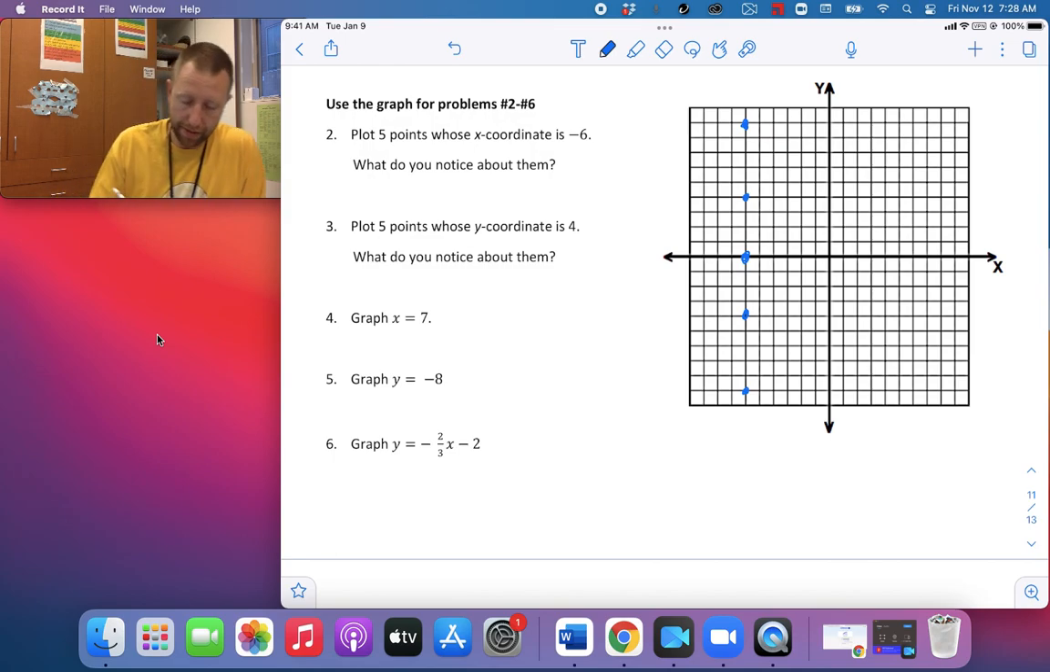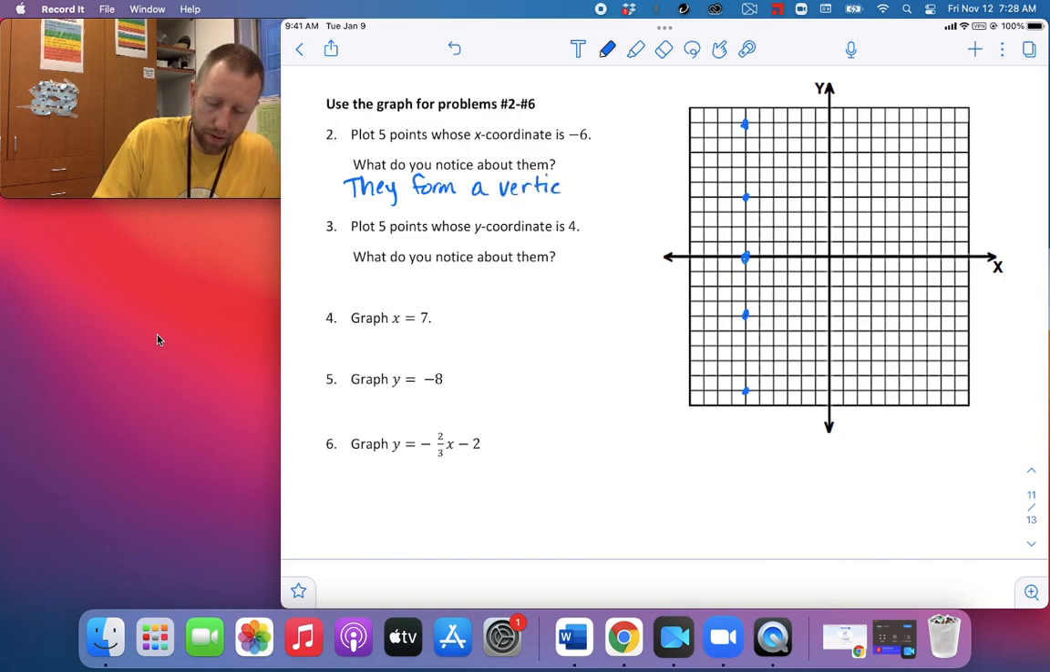What do I notice about them? Same thing we noticed in the lesson, right? They form a vertical line.